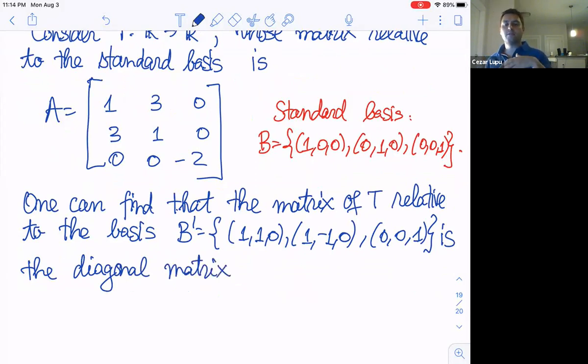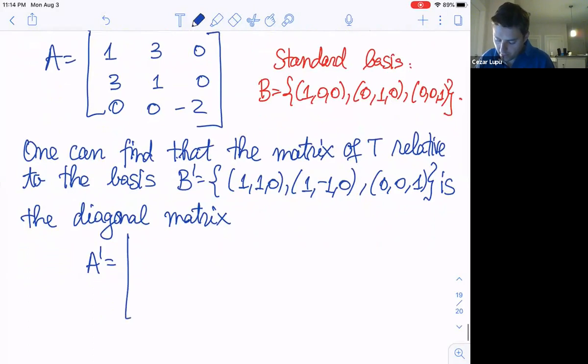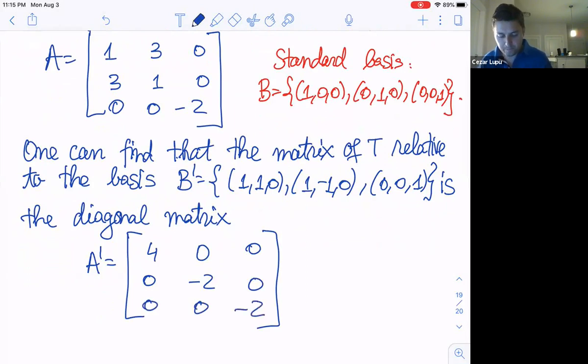And remember, that A prime was found in such a way that there existed an invertible matrix P such that A prime is P inverse times A times P. And according to my computations, A prime is nothing other than just 4, 0, 0; 0, negative 2, 0; 0, 0, and negative 2.